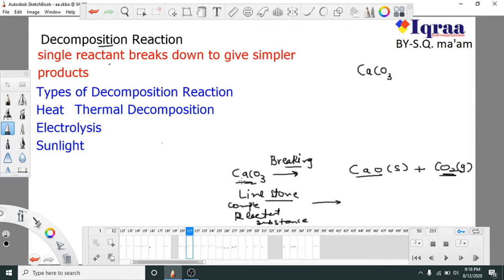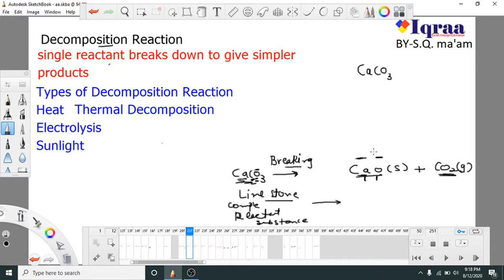You can see what we mean by simpler and complex. A complex molecule has more atoms and more types of atoms. In calcium carbonate there are one calcium, one carbon and three oxygen, and there are three types of atom: calcium, carbon and oxygen. And here, in calcium oxide, there are only two types of atom, one atom of calcium and one atom of oxygen, and definitely two types means two types of elements. Calcium is a different element and oxygen is a different element, and here also we can say the same.